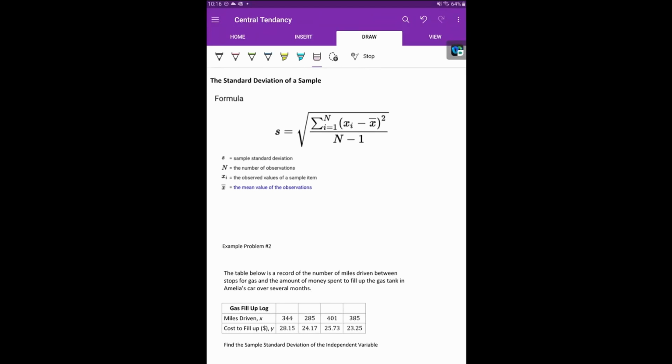And the terminology is still very similar. It's just S represents a sample standard deviation. X bar, which is X with this little line on top, represents the average of your sample. And then summation is still the same. On the bottom, that N minus one, you're just going to take your population and subtract one from it.